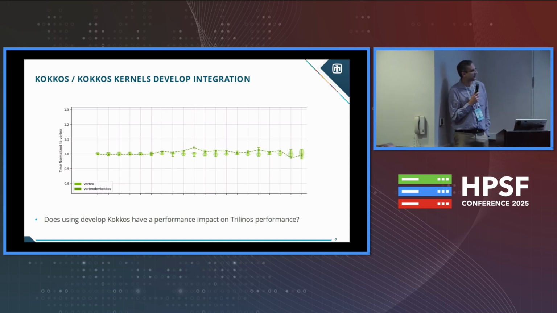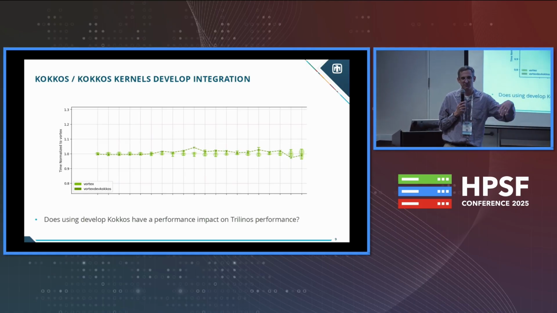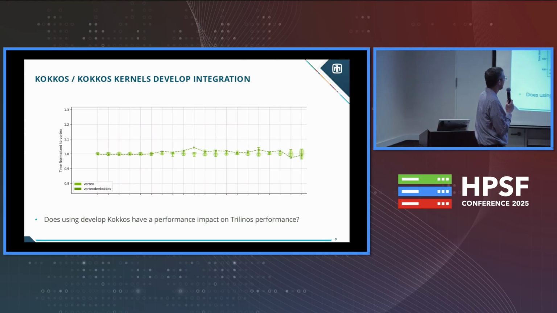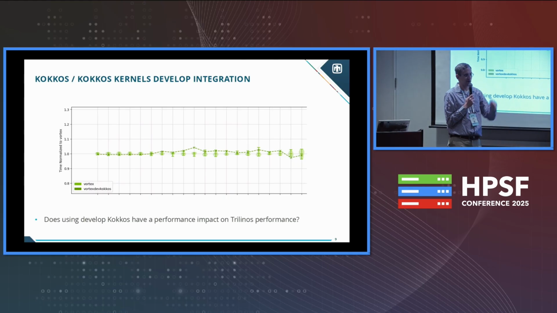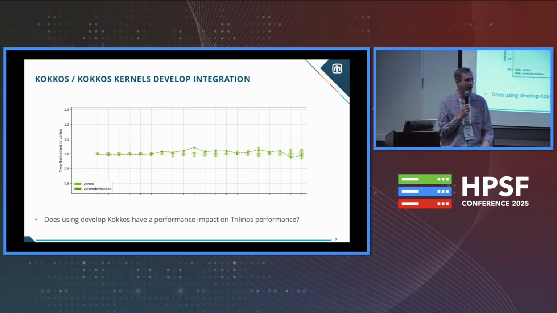The next thing we have is our weekly Kokkos Kernels develop integration report. Each of these guys on the bottom represents a different test. I removed the names because it doesn't matter for the purpose of this plot. And what we have here is a little error bar representing Trilinos with the last release of Kokkos. So basically, if you clone Trilinos off GitHub, that's what you get.